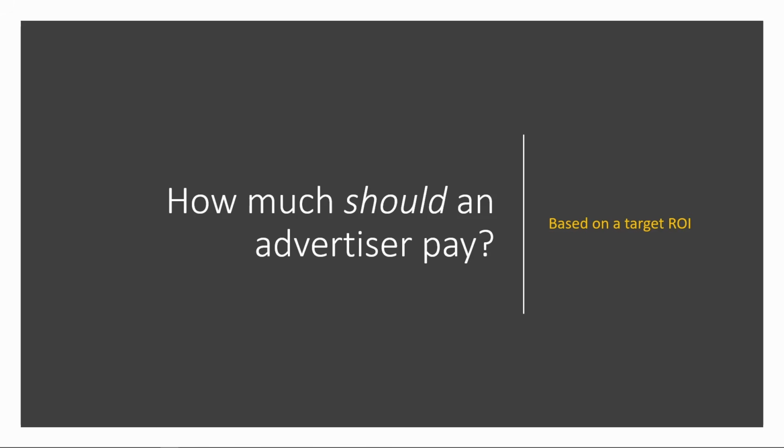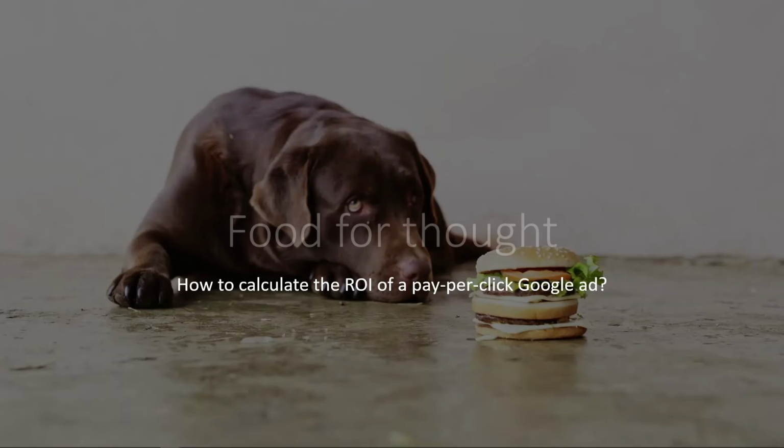In a separate video, we're going to show, based on a targeted ROI, how an advertiser decides how much it should pay for impression ads. And the examples we give will be based on a pay per impression basis, PPM basis. I'll leave this for you to think about, how to calculate the ROI of a pay per click, PPC, Google ad. The calculation process is actually quite similar. It's just the funnel of clicking through differs a little bit for a keyword-based ad.